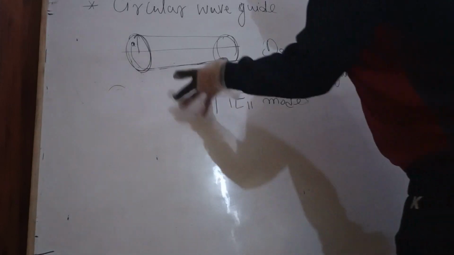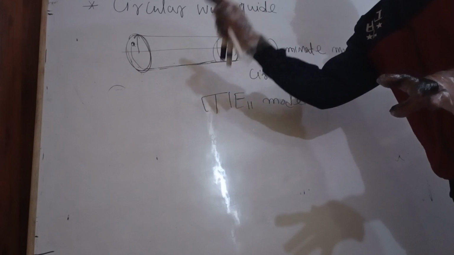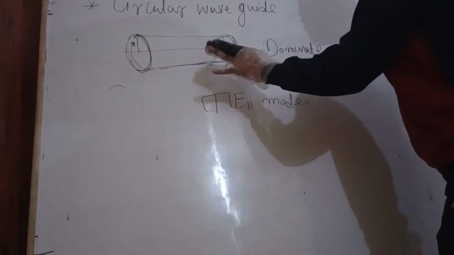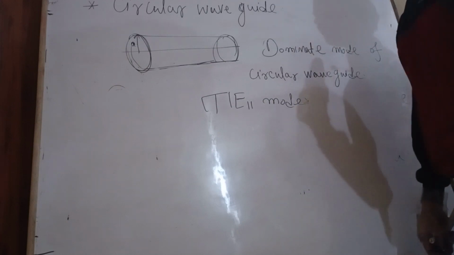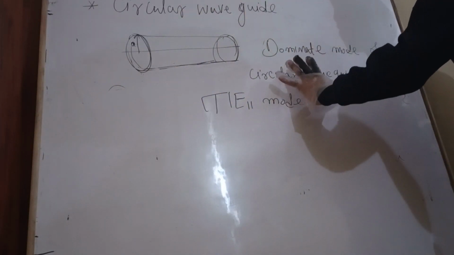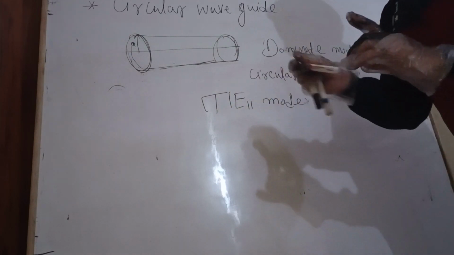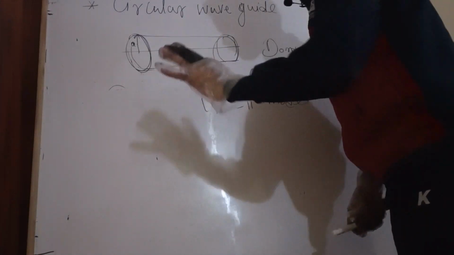So for that purpose we are using this waveguide. Waveguide is used for high frequency signal transmission whose frequency range is from 300 megahertz to 300 gigahertz. So now let us come to this question.